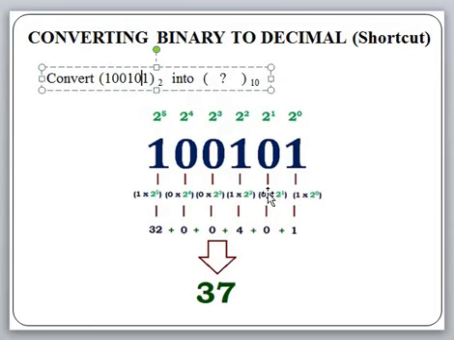Then 0 multiplied by 2 to the power 1, then next 1 multiplied by 2 to the power 2, then 0 multiplied by 2 to the power 3, 0 multiplied by 2 to the power 4, plus 1 multiplied by 2 to the power 5. So in this fashion, if you process, it is time consuming. We have a shortcut in the process.